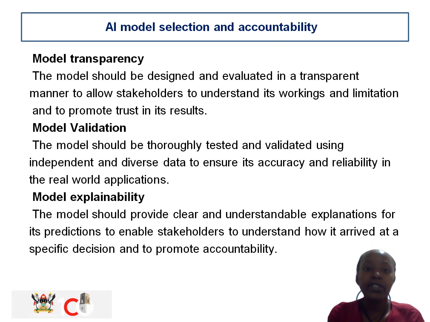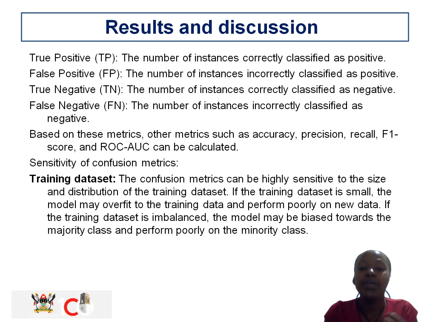Then model transparency. The model should be designed and evaluated in a transparent manner to allow stakeholders to understand its workings and limitations, to promote trust in its results. Then the model evaluation, I've really talked about this a lot. Model explainability should provide clear and understandable explanations for its predictions to enable stakeholders to understand how it arrived at a specific decision. And this increases trust, as a user can be equally satisfied that, yeah, I'm doing the right thing, it is producing the right thing.